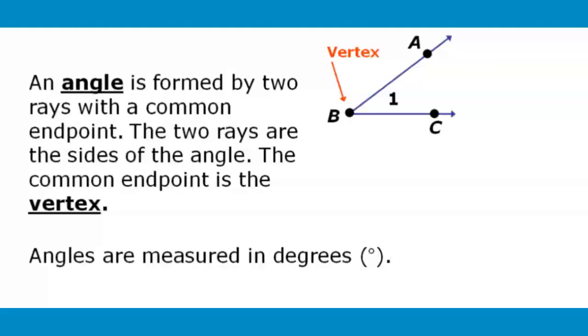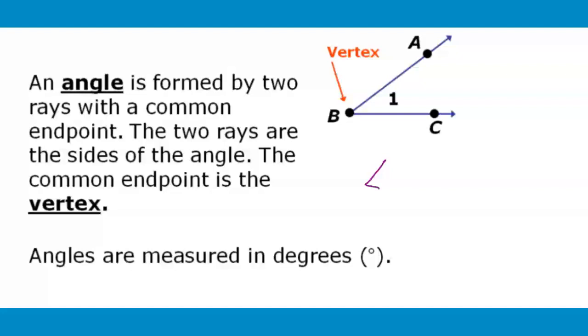Today we're going to learn a little bit about angles and angle relationships. So looking at the screen there, an angle is formed by two rays with a common endpoint. That common endpoint, or the corner of the angle, we call the vertex. So if we're looking at this angle, we could call this angle 1 because it's labeled as 1, or we can call it angle ABC.